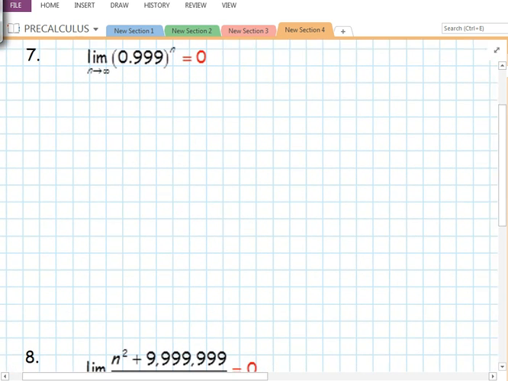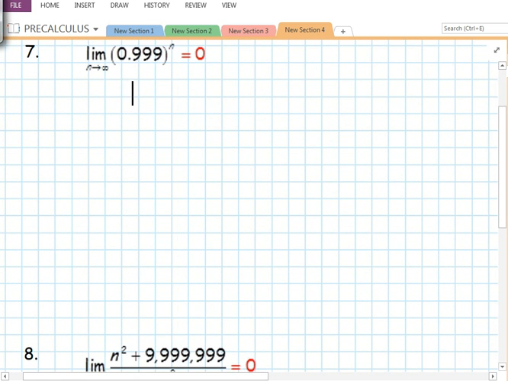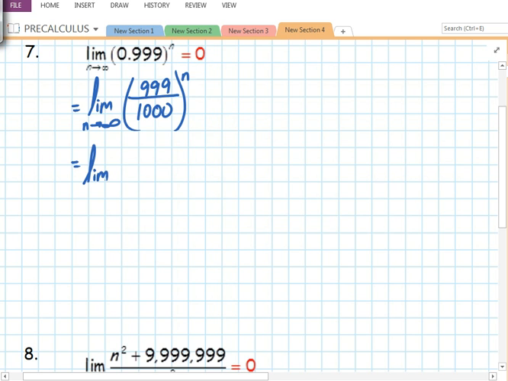The first thing with number 7 is realizing that the decimal 0.999 should really be considered as, we'll rewrite this, the limit as n approaches infinity. We should think of this as 999 over 1,000, raised to the nth power. We then further expand this, the limit still stays there, n approaches infinity, but this is 999 to the nth over 1,000 to the nth power.